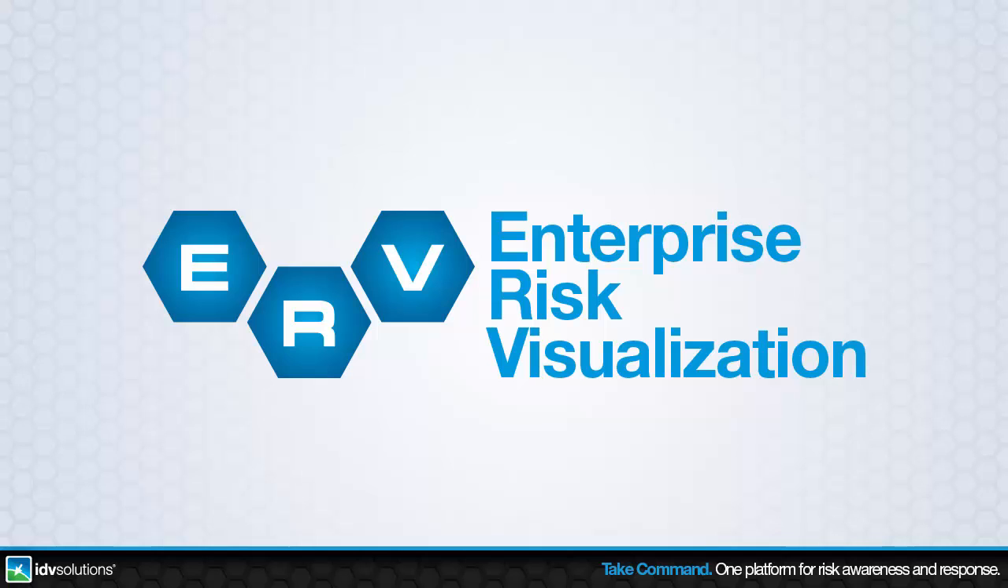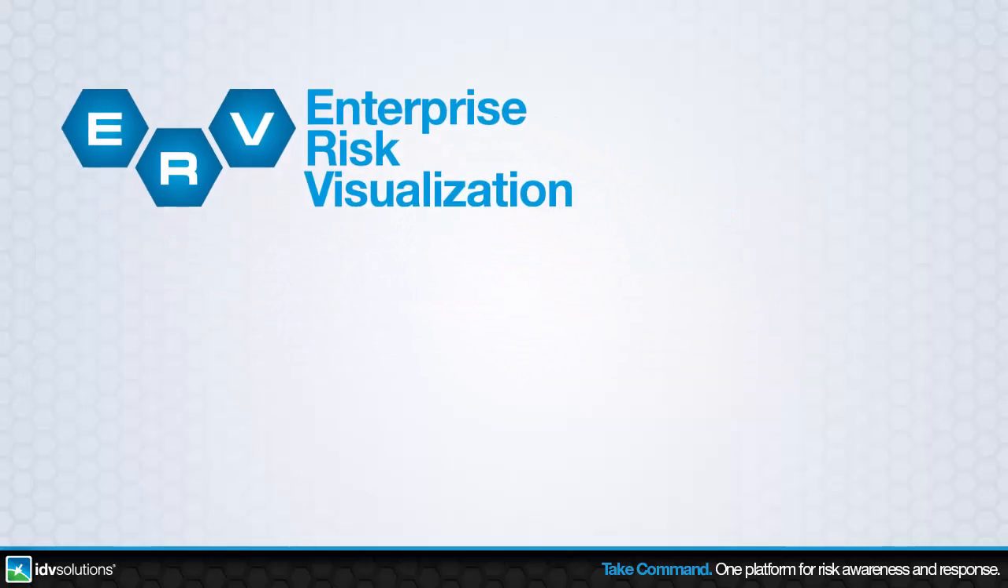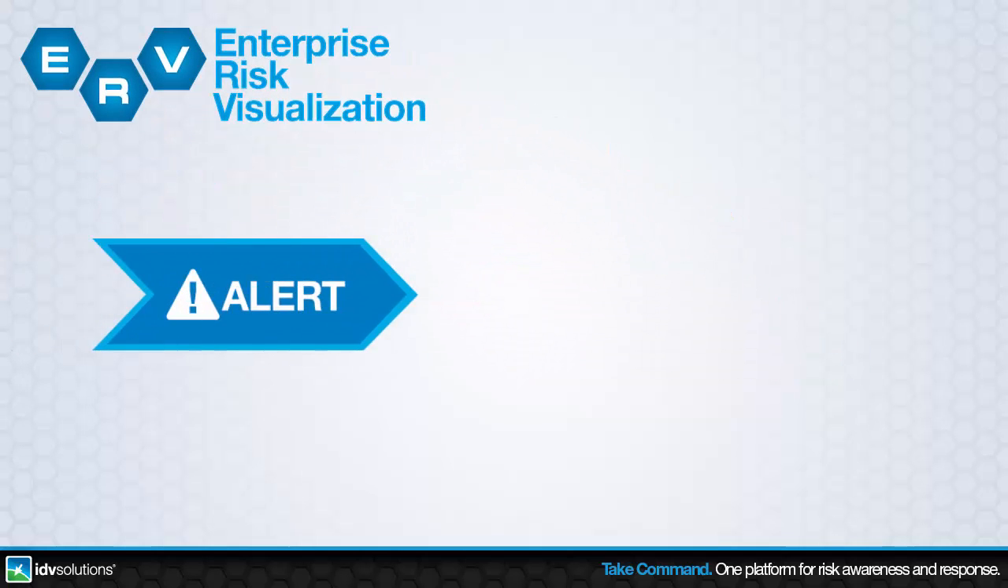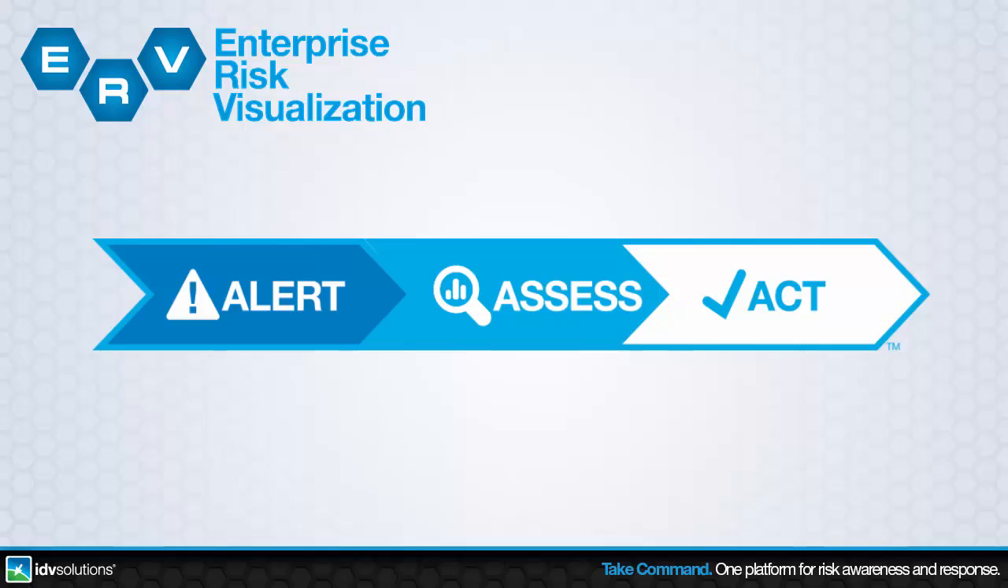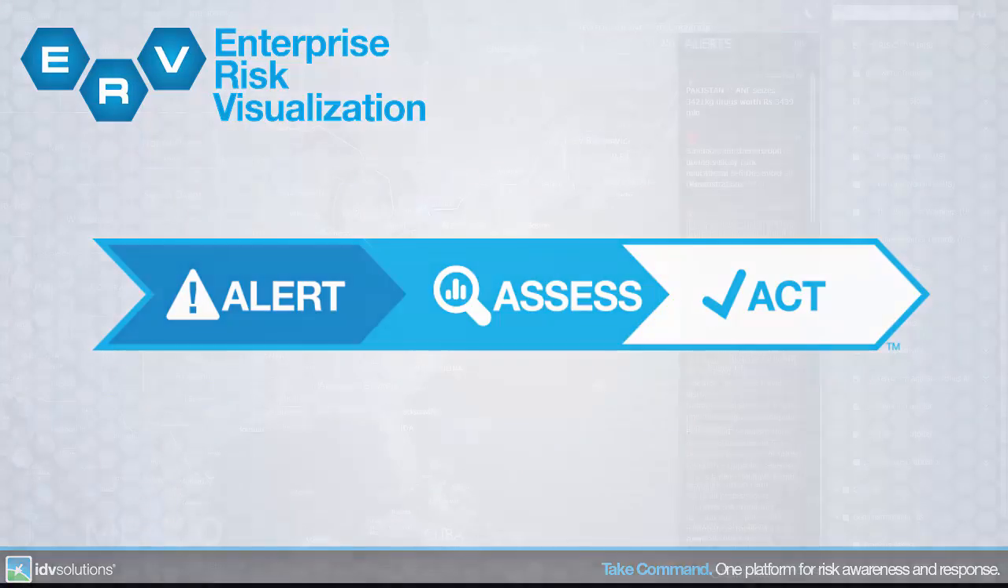Visual Command Center is enterprise risk visualization software. It alerts you to risk events that threaten your assets, helps you to assess the risk posed by them, and empowers you to act to protect your employees, facilities, and operations.